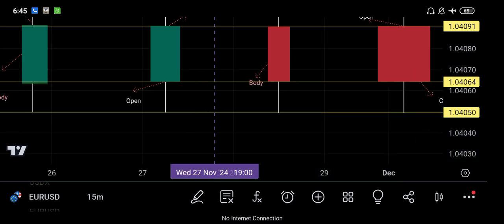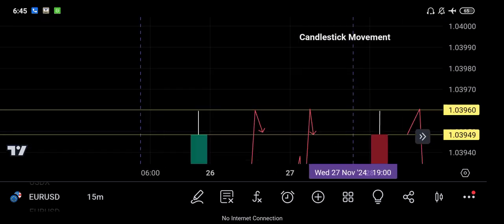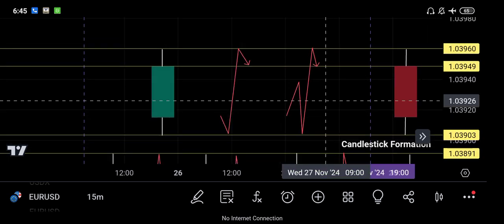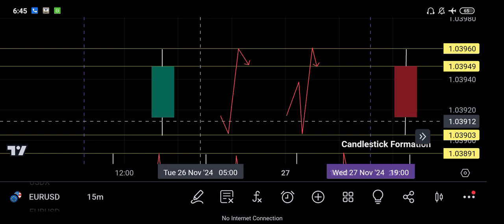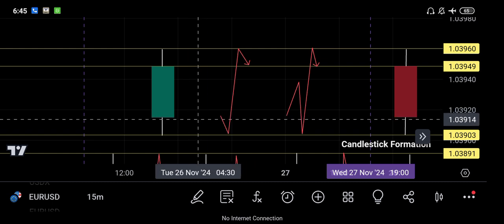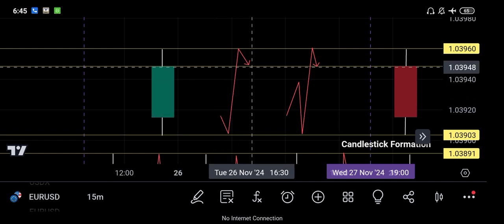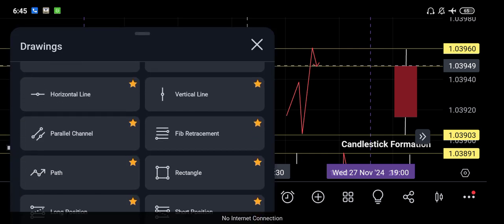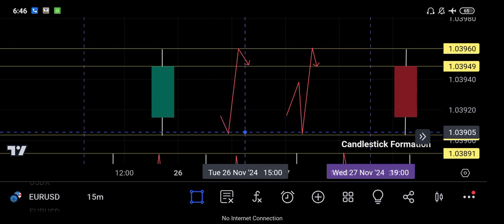Let's go to the candlestick movement. How does the movement of this candlestick make this formation? This is what I'm talking about here. So you see, this shows that the market has opened here. The market has opened here, came down, went up, and came down again. I can identify this as struggles in this market formation.